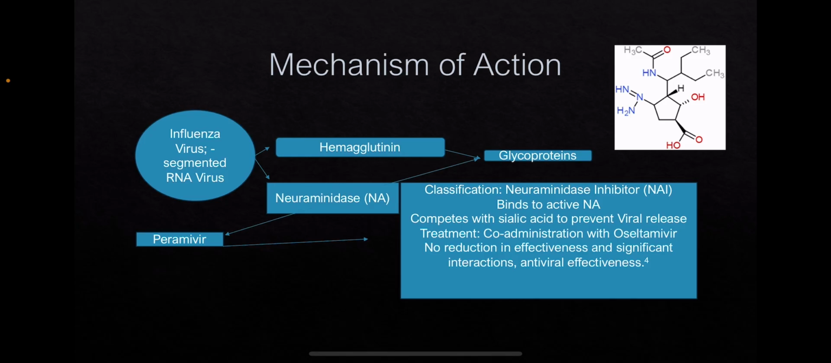Peramivir is a potent neuraminidase inhibitor (NAI) that binds to the active site of the NA enzyme. By competing with sialic acid, it prevents the virus from being released and spreading within the respiratory system.